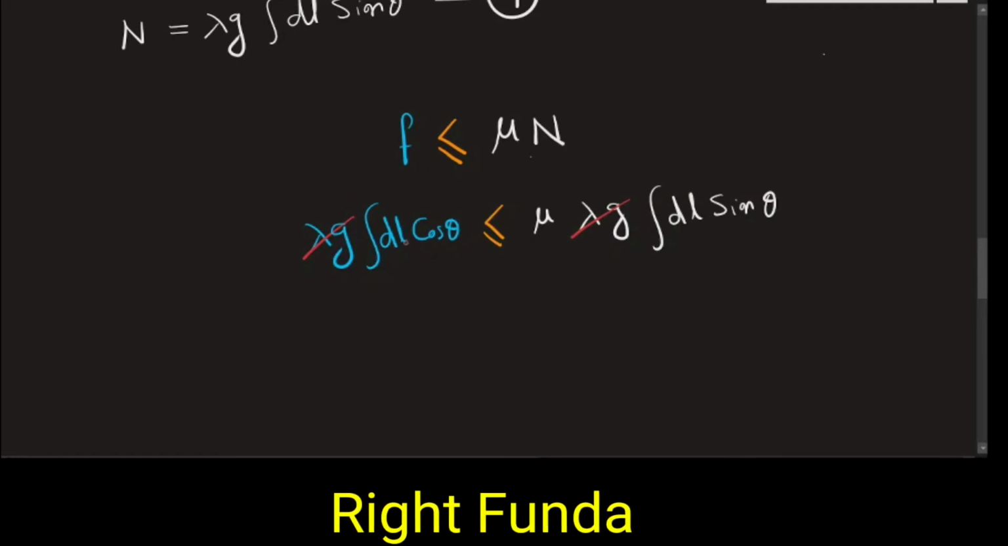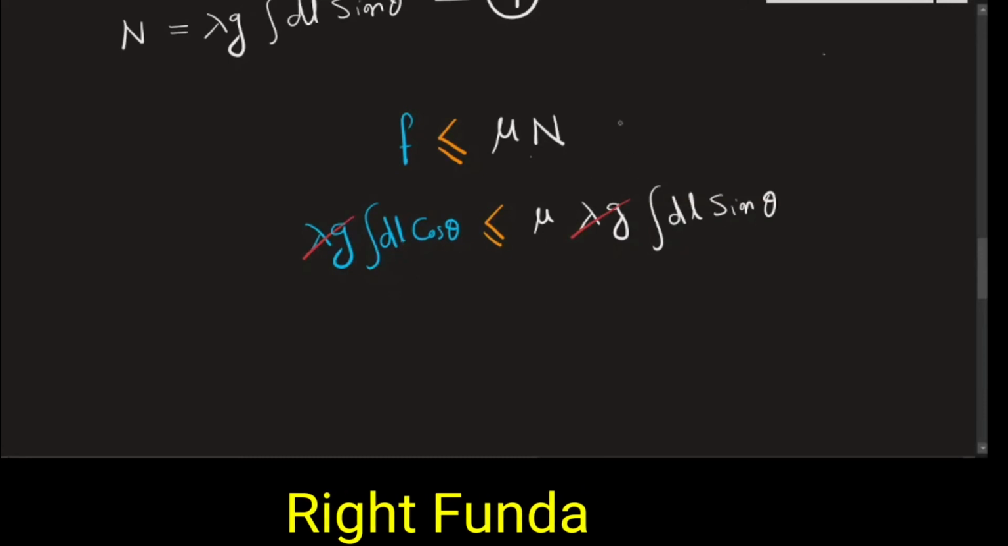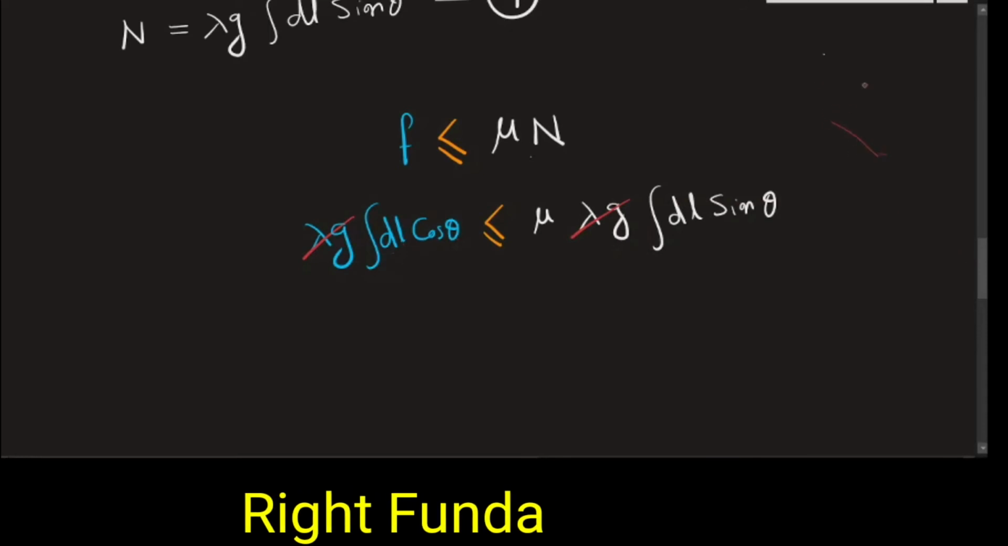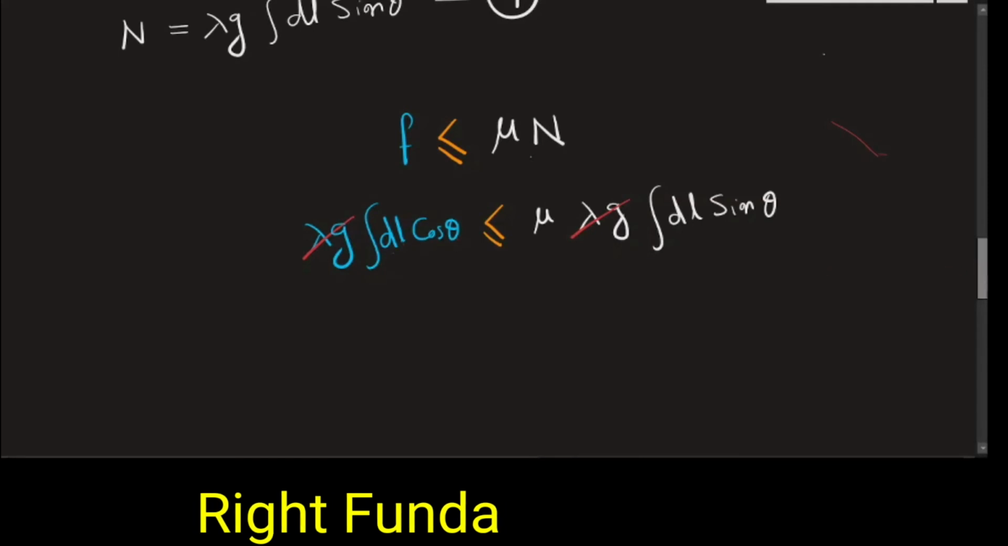Because we don't know. To integrate, I have to write either L in terms of theta or theta in terms of L. But I don't know the functional dependence because they have given an irregular surface. No function is given. If it were simple, I could have written it, or if any particular parabolic curve were given, I could have written it. It is not given like this. So how do we solve this one?